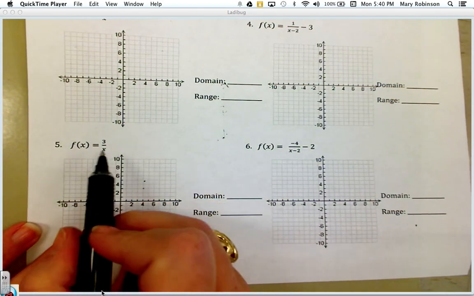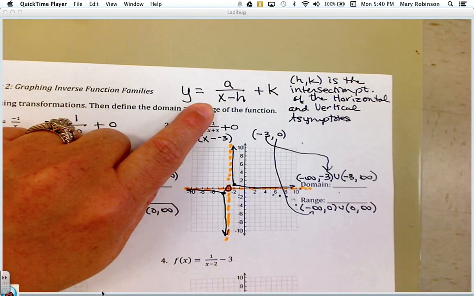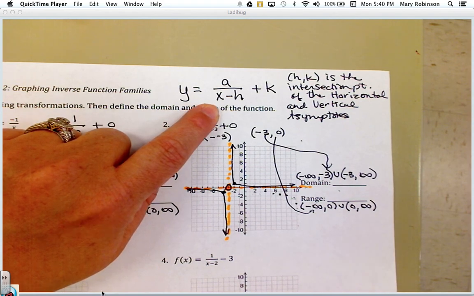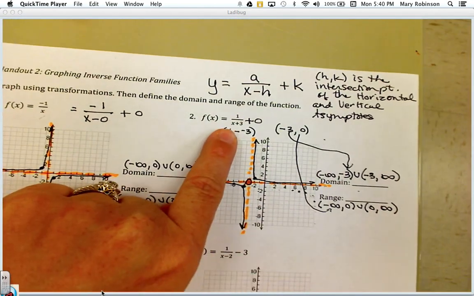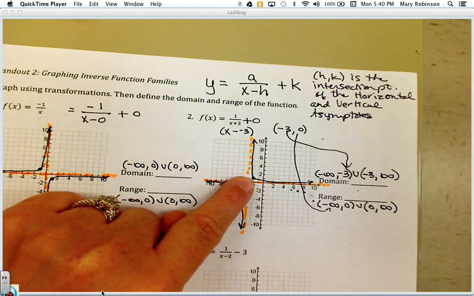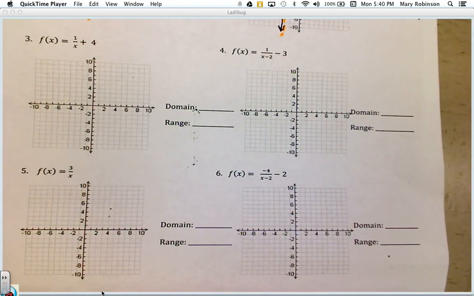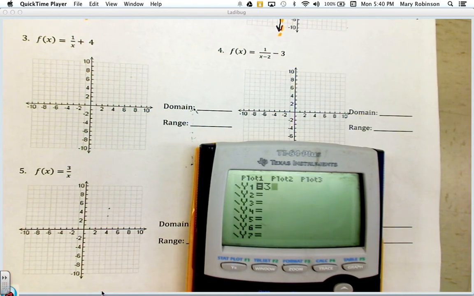So now I want to talk to you about what happens when our a value, the numerator in this ratio for our inverse function, is different. Our a is our value on top. Notice for all the others it was a 1, which meant that I went over 1 and up 1. Now let's see what happens to our graph when I type in 3 over x. I'm going to go back to my calculator and choose 3 over x.